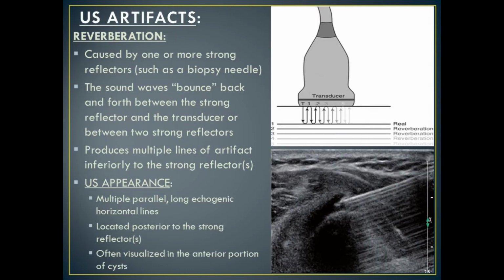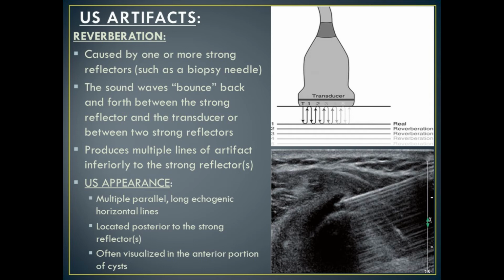Our first type of multiple echo artifact is known as reverberation. Reverberation is caused by one or more strong reflectors, such as a biopsy needle. The sound waves bounce back and forth between the strong reflector and the transducer, or back and forth between 2 strong reflectors in the tissue. This produces multiple lines of artifact inferiorly to the strong reflector or reflectors.